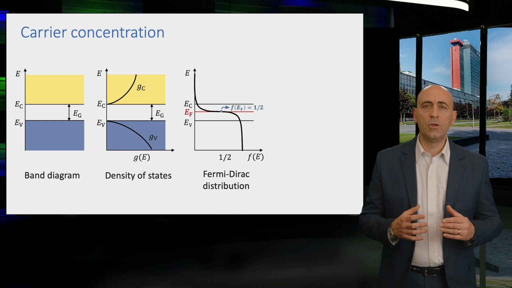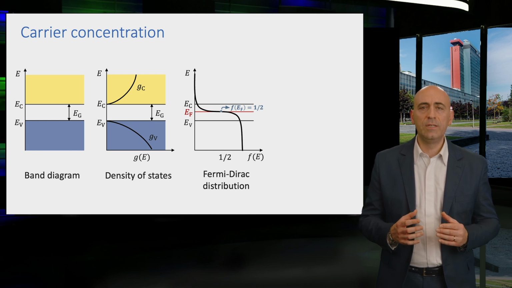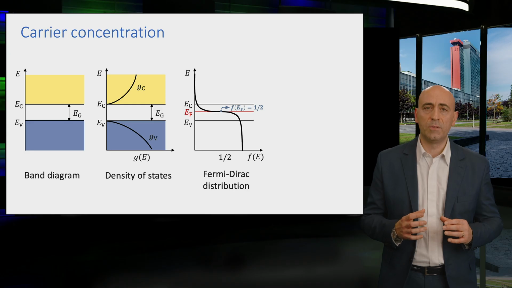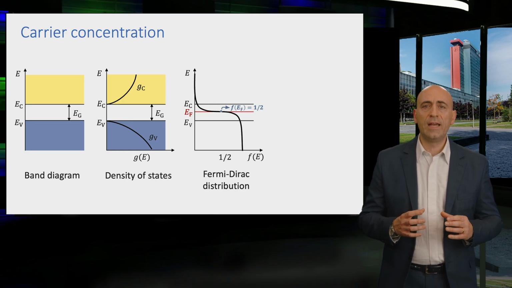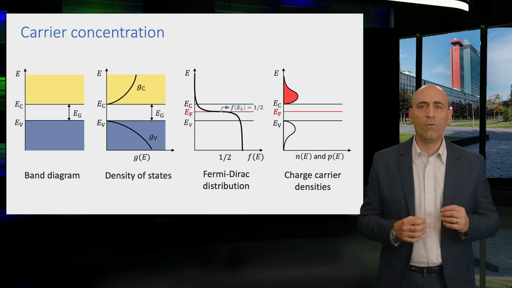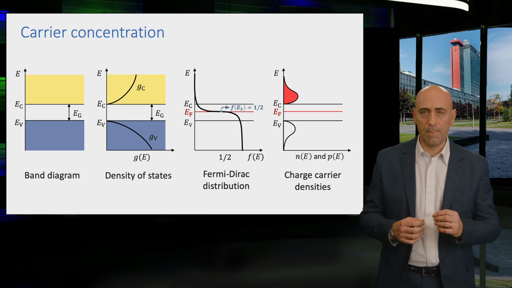Further, we looked at the occupation of the energy states. To this end, we introduced the Fermi-Dirac distribution function. This distribution gives the probability that a certain energy state with respect to the Fermi energy level is occupied at a certain temperature. The Fermi-Dirac distribution is a general rule applicable to electrons in all kinds of systems. The last step is to determine the charge carrier density of electrons in the conduction band, Ne, and of holes in the valence band, Pe.